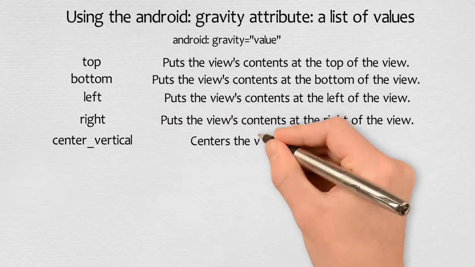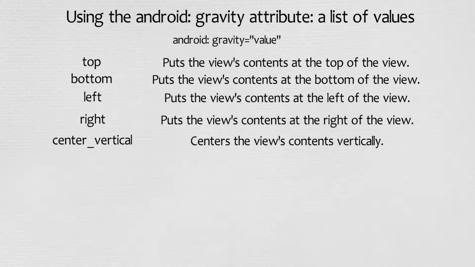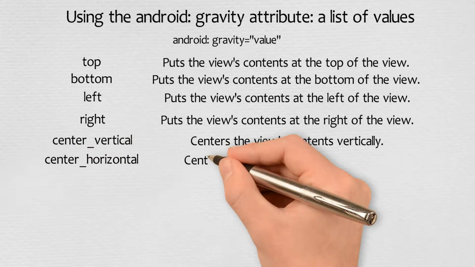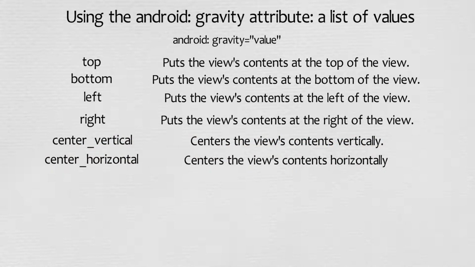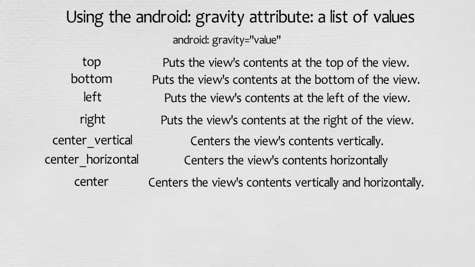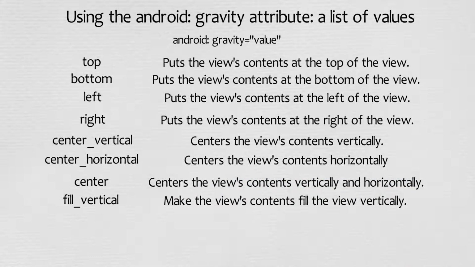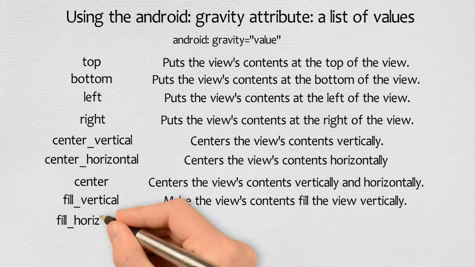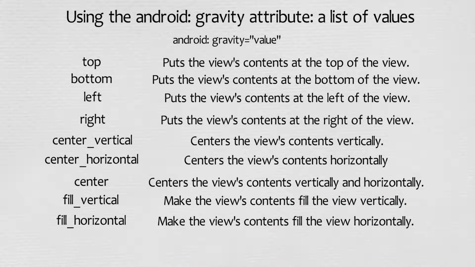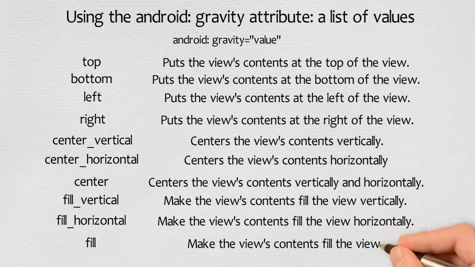Center vertical centers the view's contents vertically. Center horizontal centers the view's contents horizontally. Center centers the view's contents vertically and horizontally. Fill vertical makes the view's contents fill the view vertically. Fill horizontal makes the view's contents fill the view horizontally. Fill makes the view's contents fill the view. Android Gravity lets you say where you want the view's contents to appear inside the view.